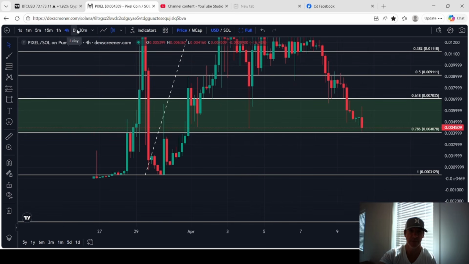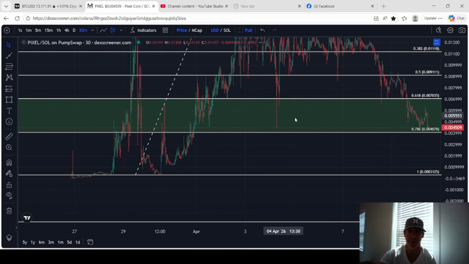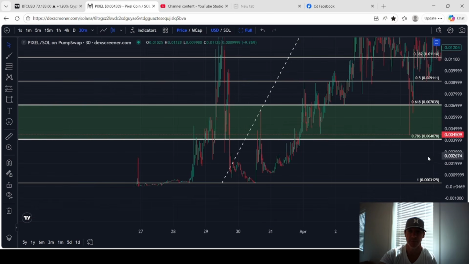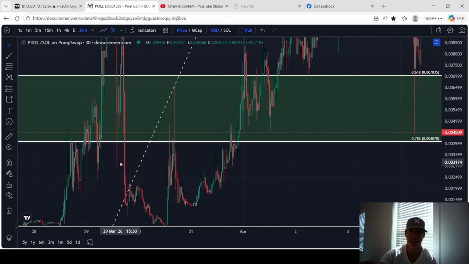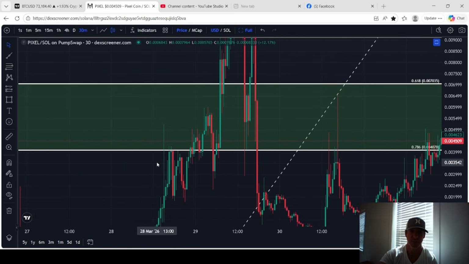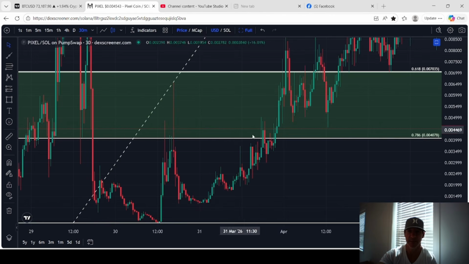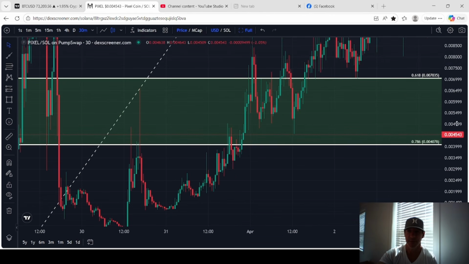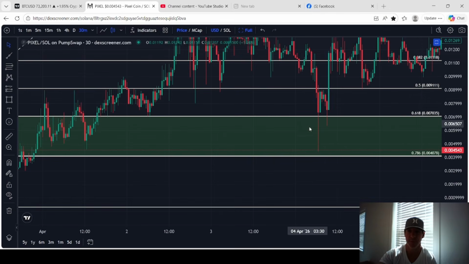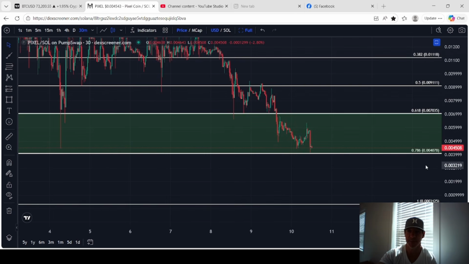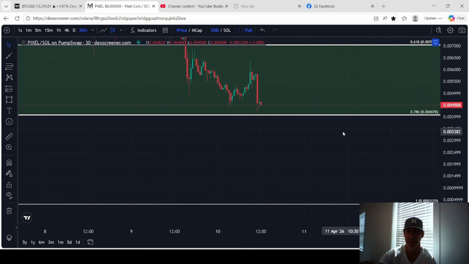Looking at the 1 hour time frame, let me break down a 30-minute time frame. So you can see when we first started in this area, it was resistance, finally broke over it, fell through, came back above, found it as support, resistance, resistance, this area support, support, and now we are back in this area, trying to find it as support again.